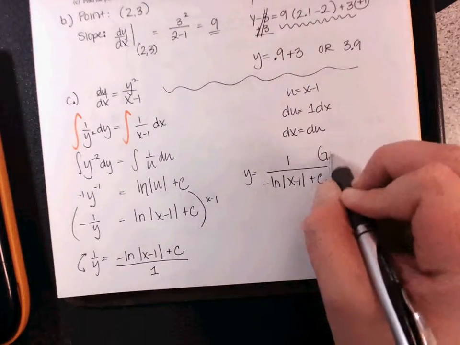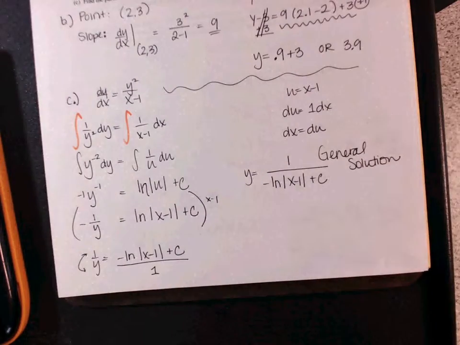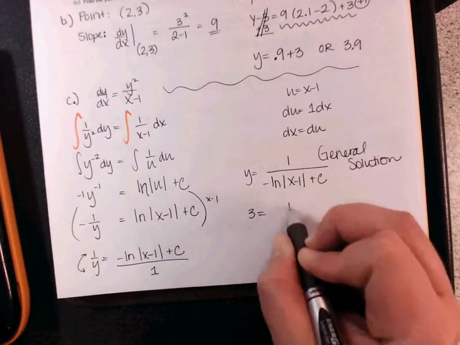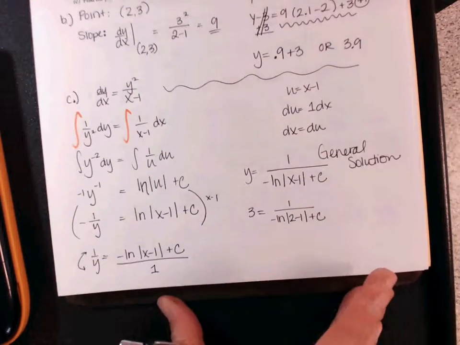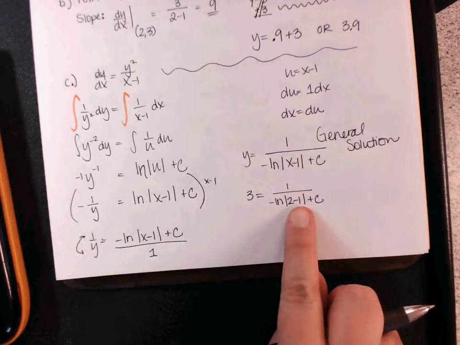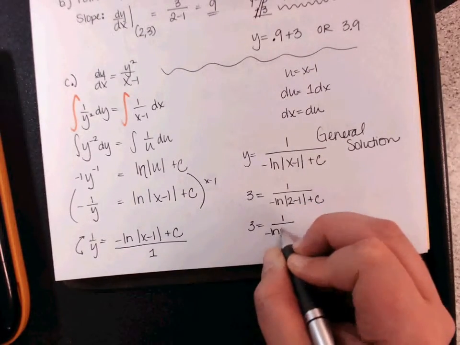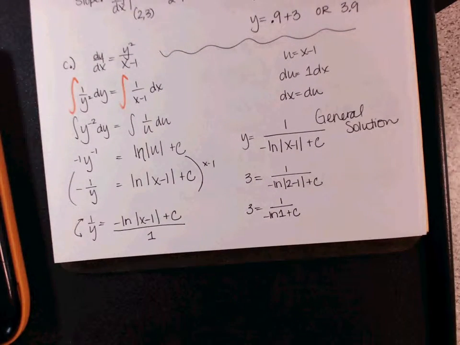That's your general solution. What did they ask you to find? Particular, which means that we are not done. We have to find our c. So our point is 2, 3. So that means that 3 is the answer when I plug in 2. Okay, well, what's 2 minus 1 in there? 1. So I have 3 equals 1 over negative ln 1 plus c. What can we do next? The negative ln 1, which is 0.